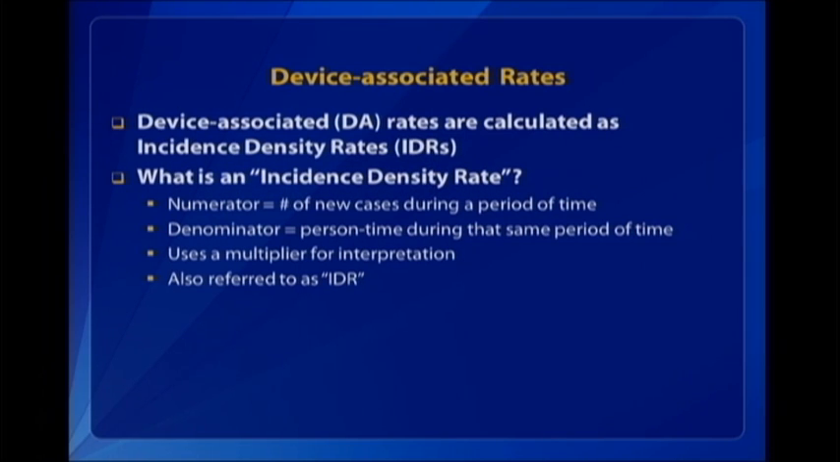So device-associated rates, many of you may be familiar with this. They are calculated as incidence density rates, or IDRs, and you may see IDR when you run your rate table in NHSN. Well, what exactly is an incidence density rate? The numerator is the number of new cases during a period of time. So that's our incidence. We're only looking at newly defined cases. And the denominator is the person time during that same period of time. So we're looking at the amount of time at which people were exposed or at risk for a certain infection. We do use a multiplier to aid with the interpretation.